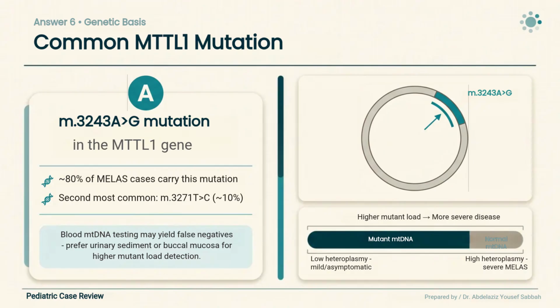This single-point mutation accounts for approximately 80% of all MELAS cases, making it by far the most common cause. The second most common mutation is M3271T to C, found in roughly 10% of patients. An important practical point relates to testing. Blood mitochondrial DNA testing may yield false negative results, so urinary sediment or buccal mucosa are preferred samples because they retain a higher mutant load. A higher mutant load generally correlates with more severe disease.